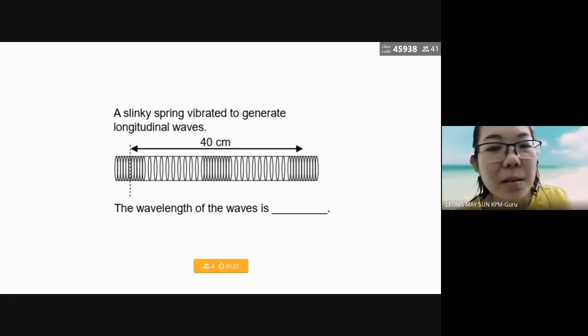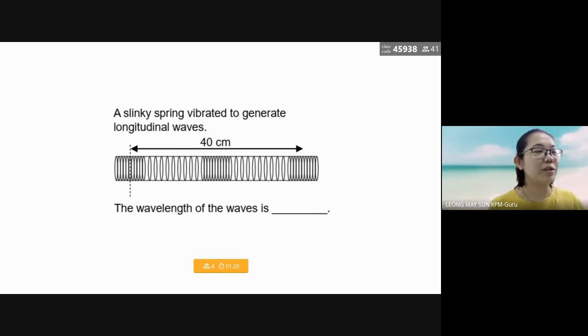This slinky spring vibrates to generate a longitudinal wave. A longitudinal wave is, for example, a sound wave. So Chirong, in a longitudinal wave, the crest and crest, or the wavefronts, is how one?